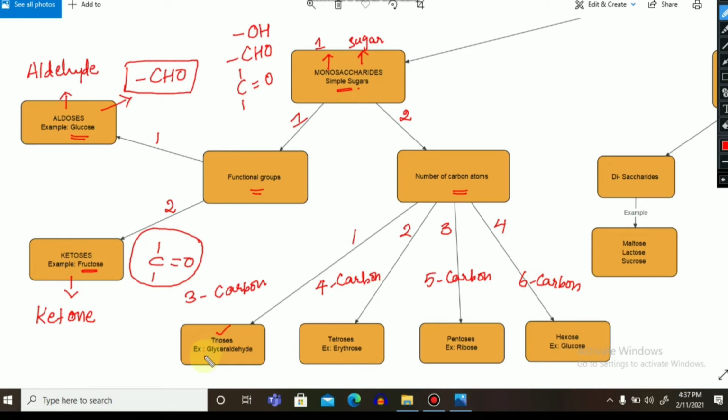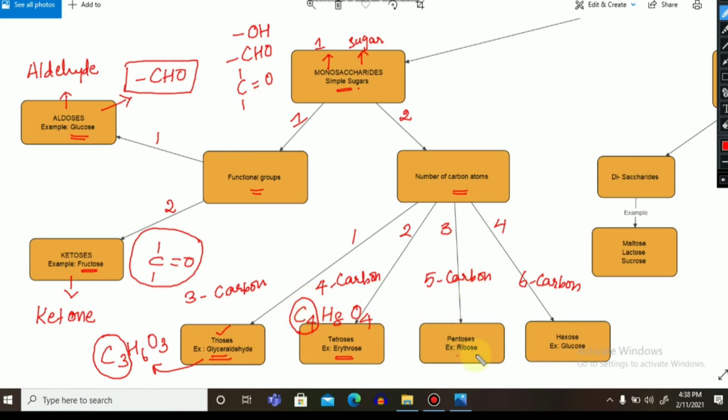For trioses we have glyceraldehyde as an example. The formula for glyceraldehyde is C3H6O3. Can you see three carbon atoms are present here? Then tetroses, for example erythrose. The formula for erythrose is C4H8O4, so you can see four carbon atoms are present.